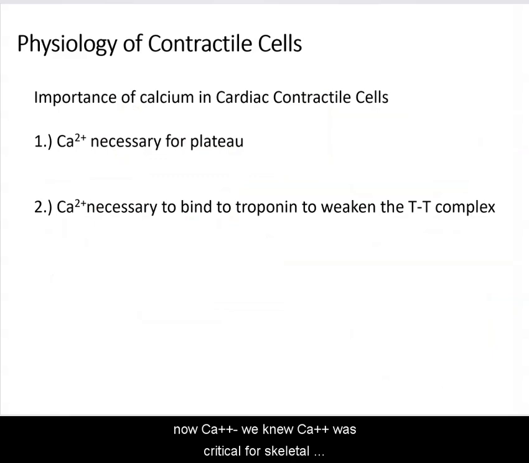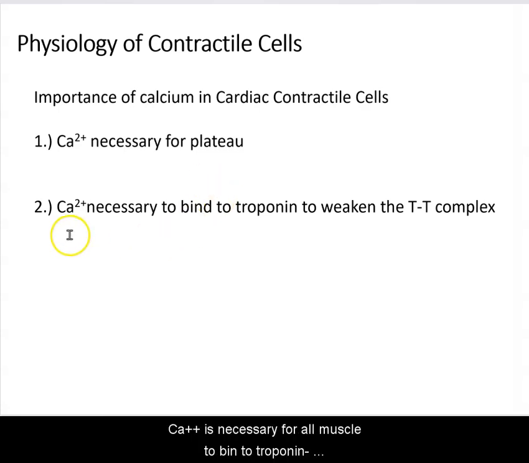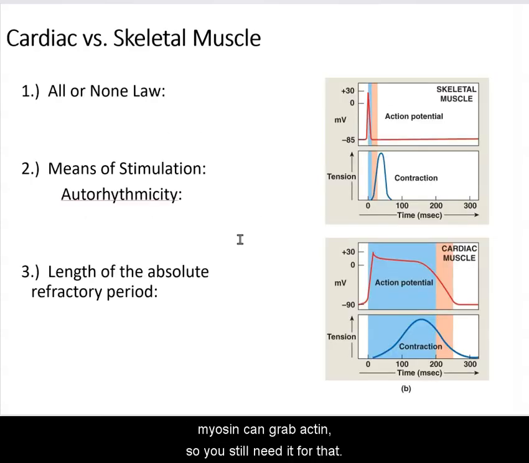Now, we knew calcium was critical for skeletal muscle. It's critical for 2 points in cardiac muscle cells. Number 1, we need it for the plateau. Remember, the plateau provides that long absolute refractory period to prevent tetany. We never want the heart to have a single sustained contraction. Calcium is necessary for all muscle to bind to troponin. Remember that it weakens the TT complex. I called that the cellular chastity belt, and it moves it out of the way so the myosin can grab the actin. So you still need it for that.